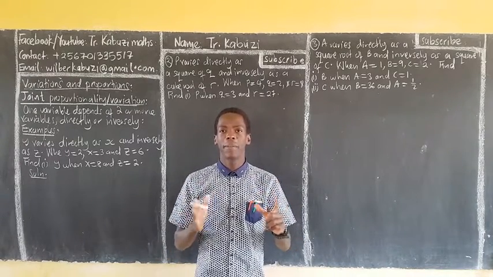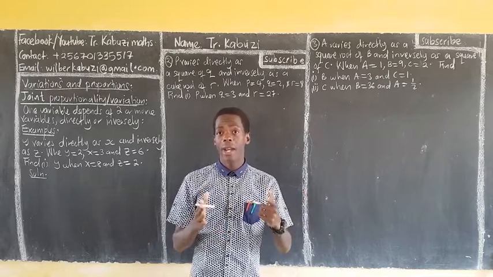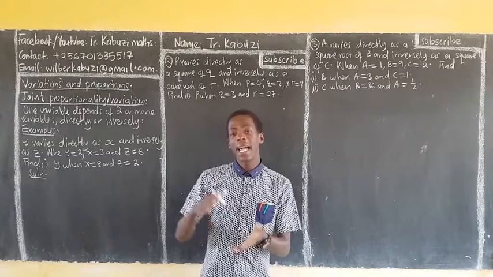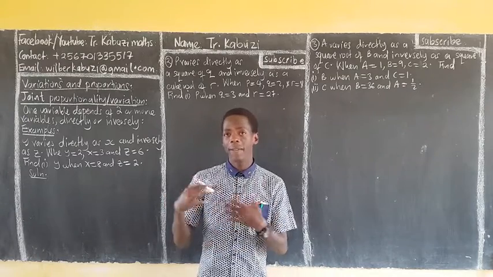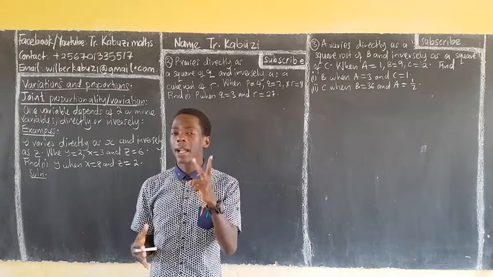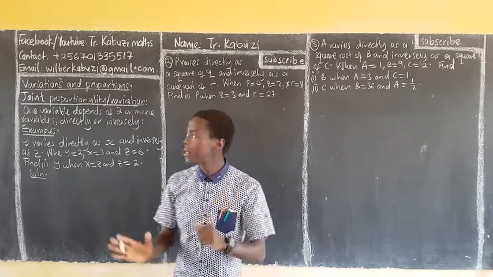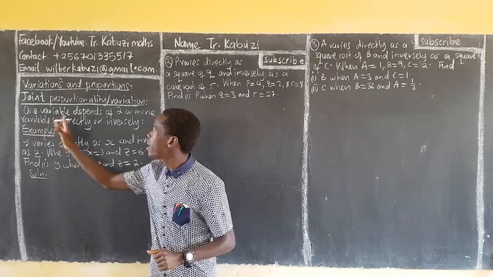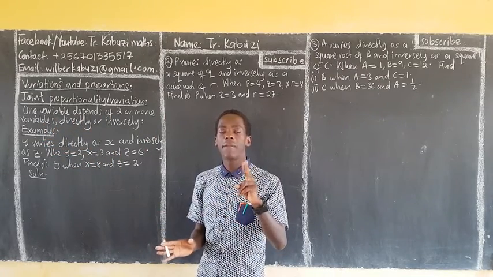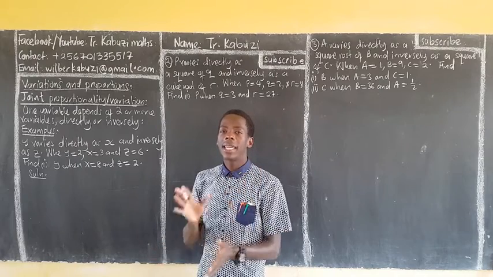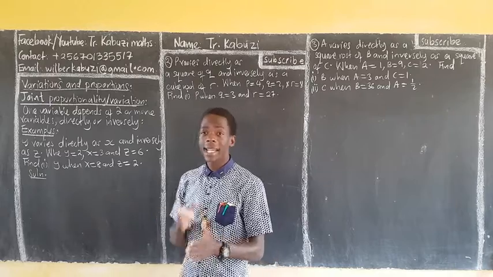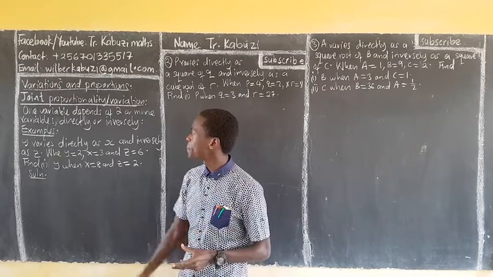Now, joint variation means there is one variable varying with two or more variables. It means that it can be direct or indirect or inverse proportionality. So here one variable is varying with two or more variables. So we see one variable depends on two or more variables. The moment we have more than two variables, that becomes a joint variation. So let us see the examples in there.